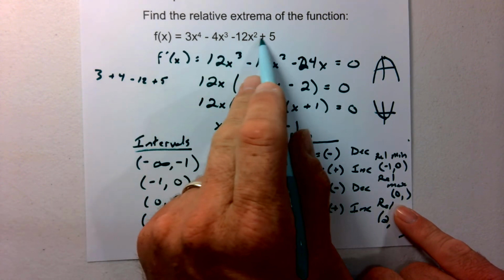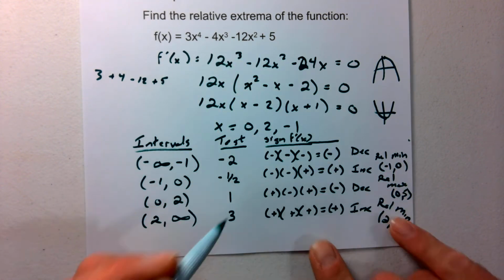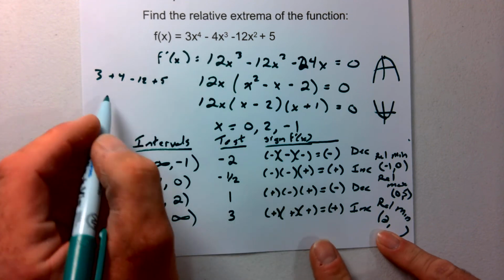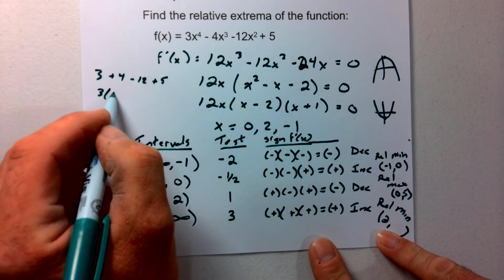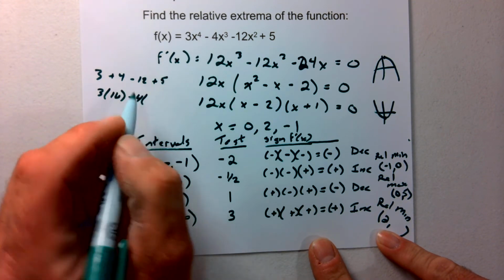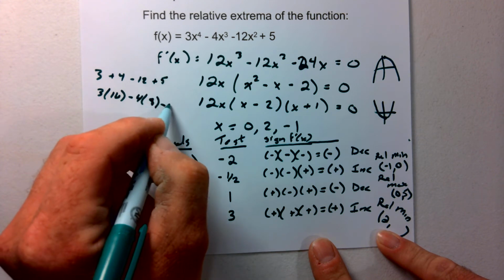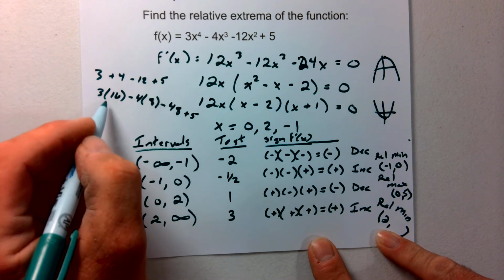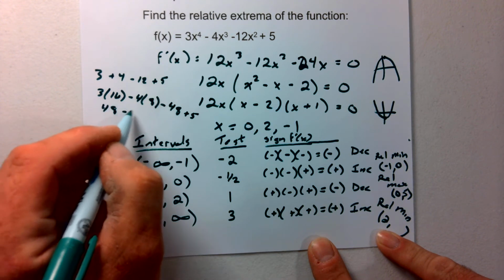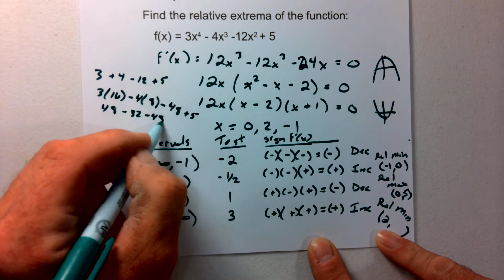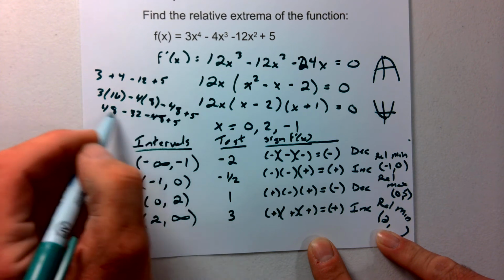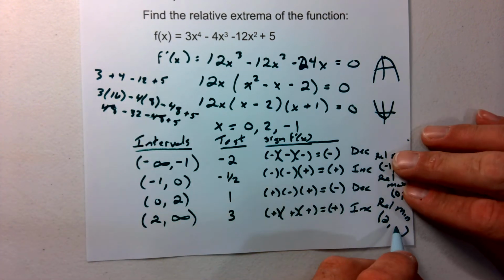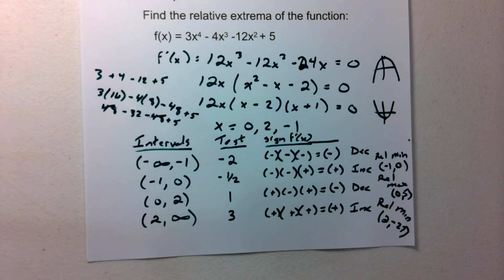If I plug in 0, oh, nice easy one there, huh? We get 5. If I plug in 2, I get 3 times 16, minus 4 times 8, minus 12 times 4, plus my 5. So I get 48 minus 32 minus 48. Oh, isn't that nice? The 48s cancel, so I get -27 as my answer there.